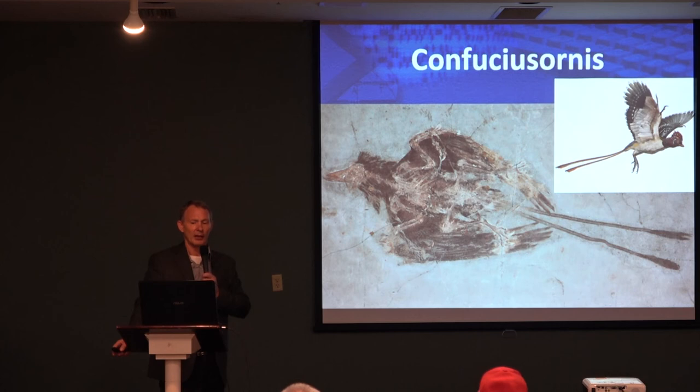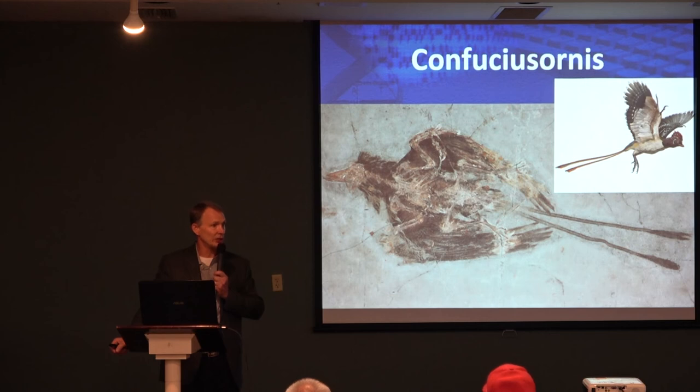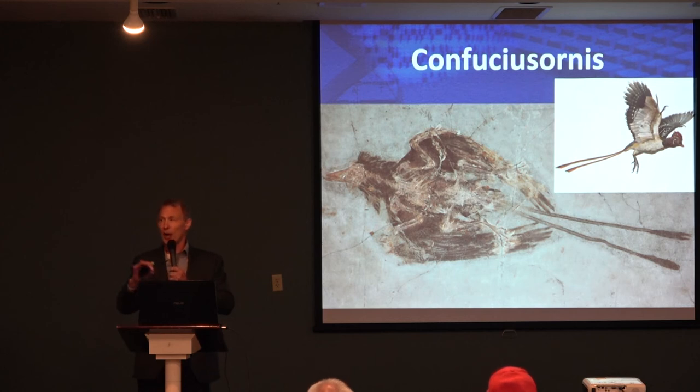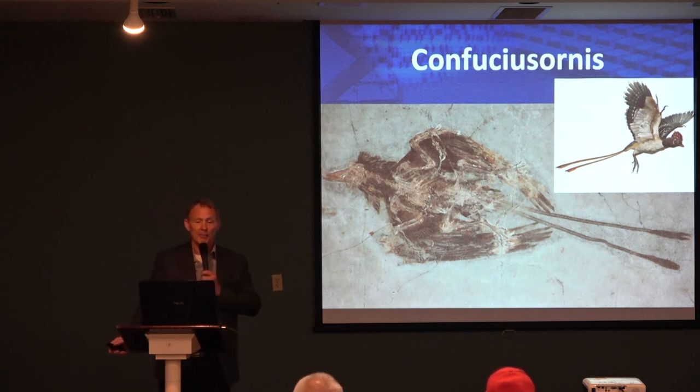And here's a fossil that you're going to ask me, well, what does this have to do with it? Well, stay tuned, I'll tell you. This is a fossil of a primitive crow-sized bird from supposedly the early Cretaceous period that was found in sediment layers in China, hence the name Confucius sordus, named after Confucius. It supposedly dates back 125 to 120 million years ago, according to evolutionary timescales.